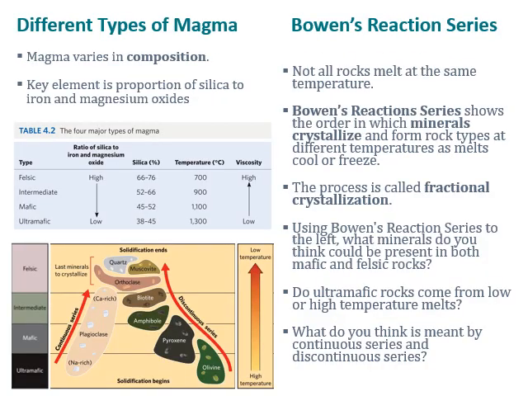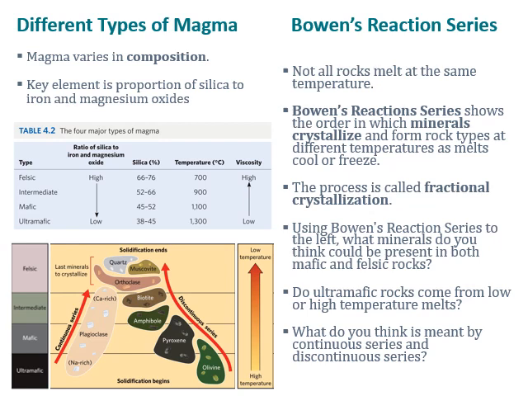So now let's talk about the different types of magma. Magma varies in its elemental or chemical composition, and the key variation in composition is the proportion of silica atoms, Si, to iron and magnesium oxide molecules as they are measured from analytical equipment. So table 4.2 shows the four major types of magma: felsic, intermediate, mafic, and ultramafic. And you can see that silica content increases in percent as you go from ultramafic, which is very low, to felsic, which is very high.